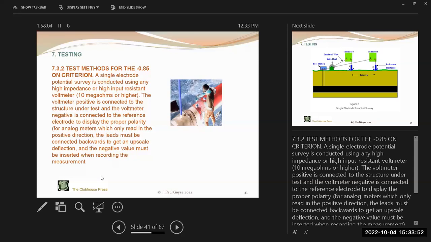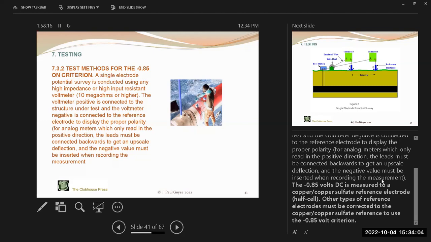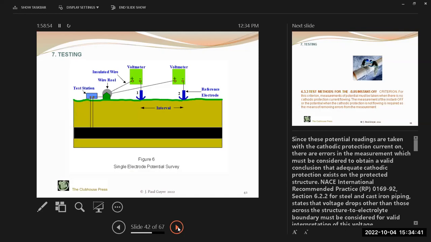The leads must be connected backwards to get an upscale deflection, and the negative value must be inserted when recording the measurement. The minus 0.85 volts DC is measured to, again, a copper sulfate reference electrode half cell. Other types of reference electrodes must be corrected to the copper sulfate reference to use the minus 0.85 volt criterion. Figure 6 illustrates the single electrode potential survey.